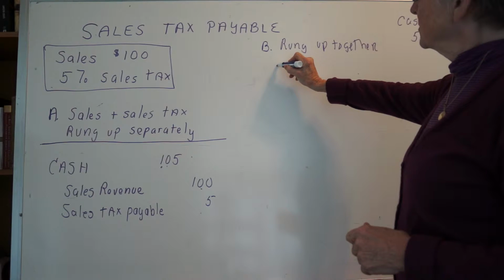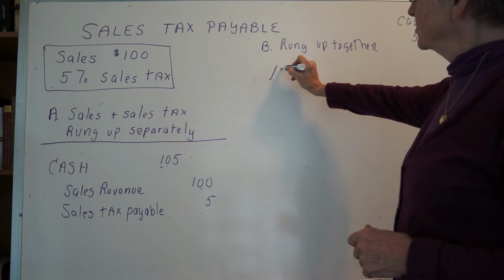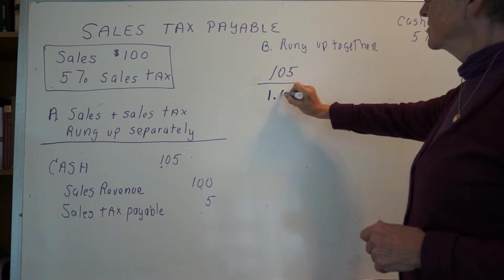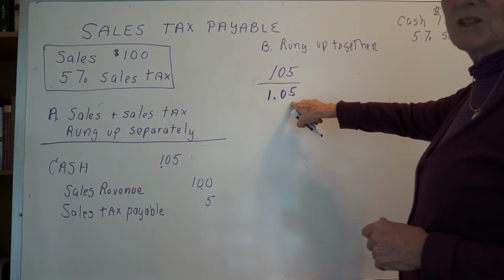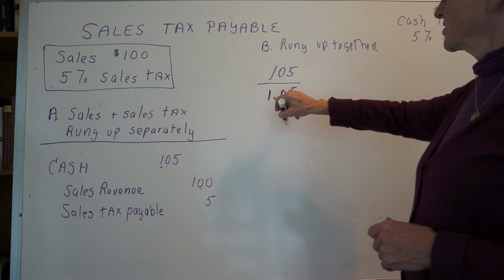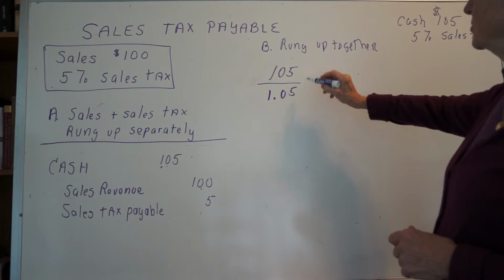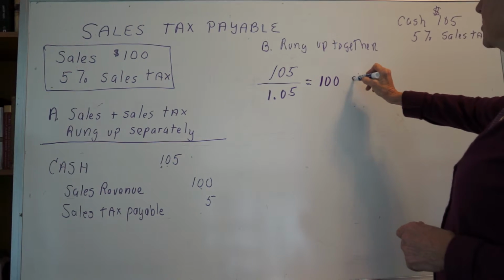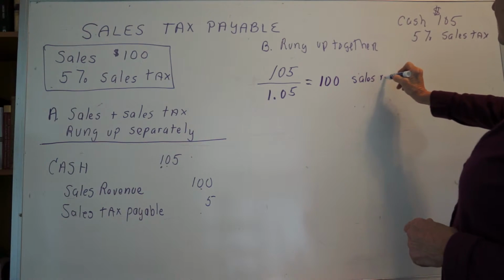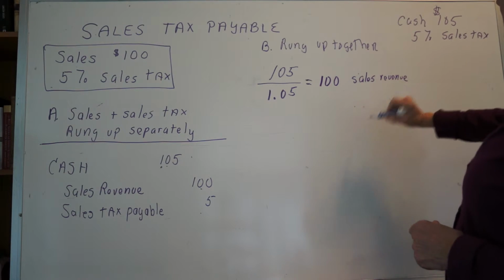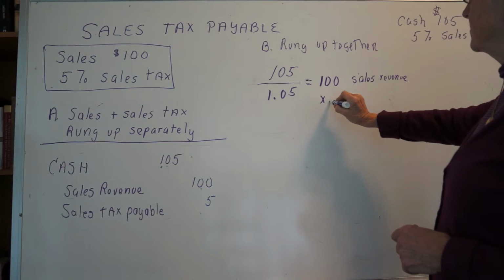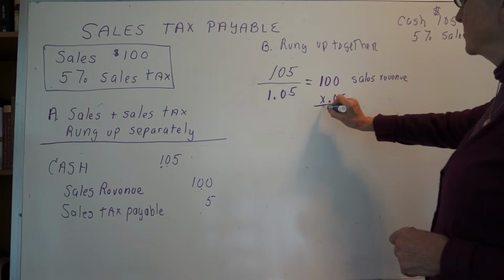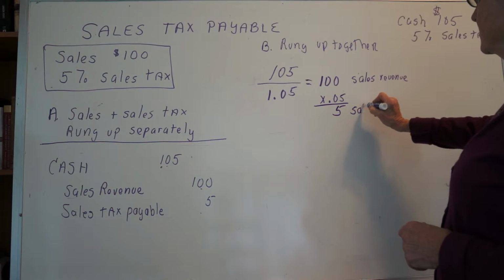We start out with the amount of cash in the drawer, which in this case is 105, and we divide it by 1 plus the sales tax percentage. It's a 5% sales tax, and so 1 plus that would be 1.05. And when we divide that out, we get the $100, which is sales revenue. Then we can take the $100 sales times the sales tax percentage, and we get the $5 sales tax.